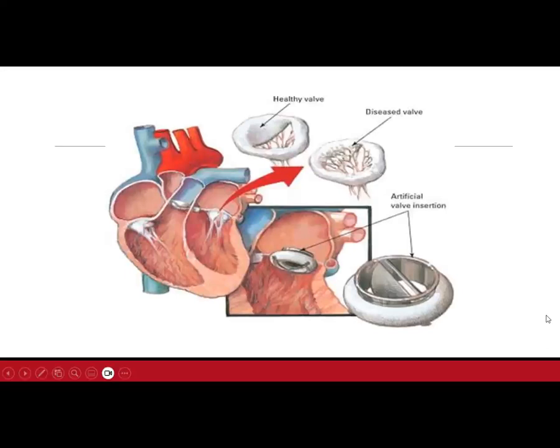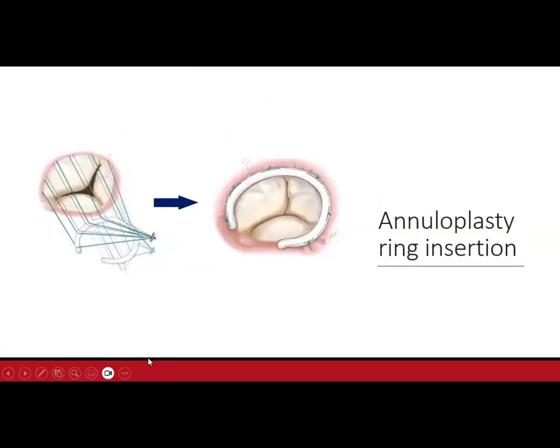So this is the artificial valve insertion. So here you can see where it's a mechanical valve. This is what a healthy tissue looks like. This is what the diseased tissue looks like. You can see how it's completely kind of destroyed through here. And what they essentially do is they take this one and they'll replace it with this artificial valve. So that way it just opens and closes for them. They can also use this ring technique as well.